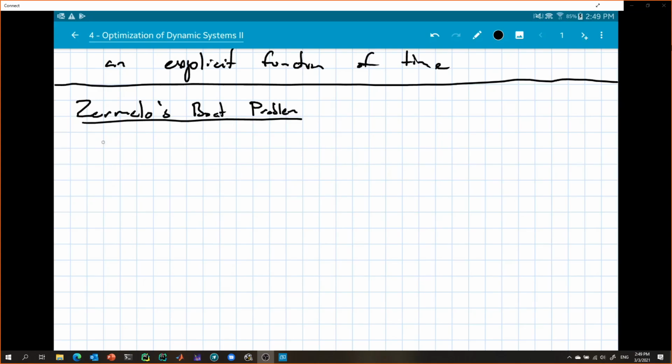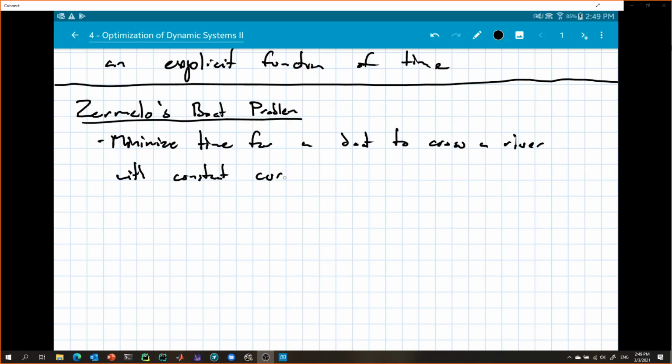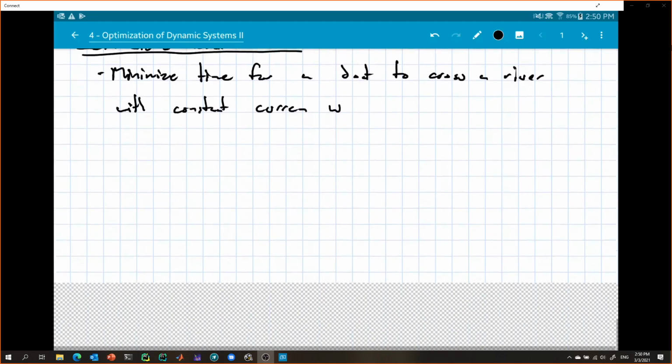So in the simple form, we want to minimize time for a boat to cross a river with constant current W. And then also, let me draw this out.